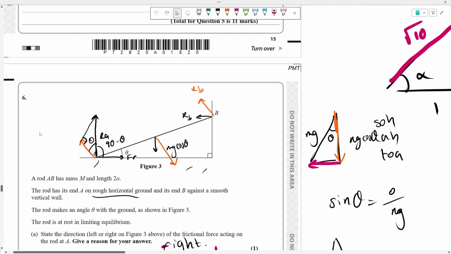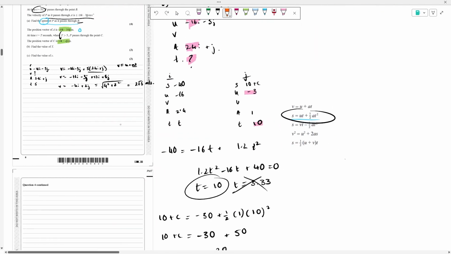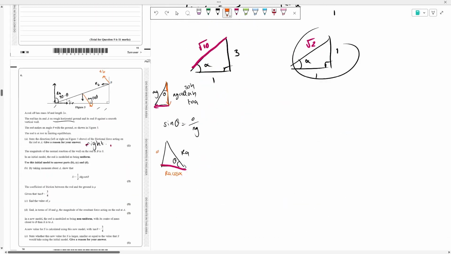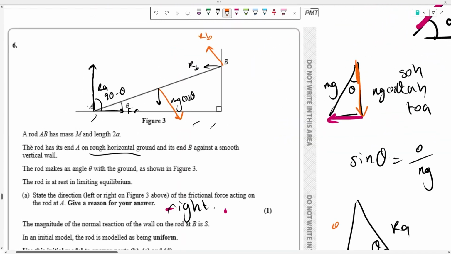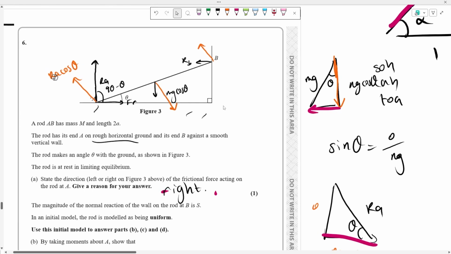So this orange force here is going to be RA cos theta. I want you guys to try the same thing for RB. Work out the angle and find out if this is a sine or a cos. All right, let's see what this is going to be.